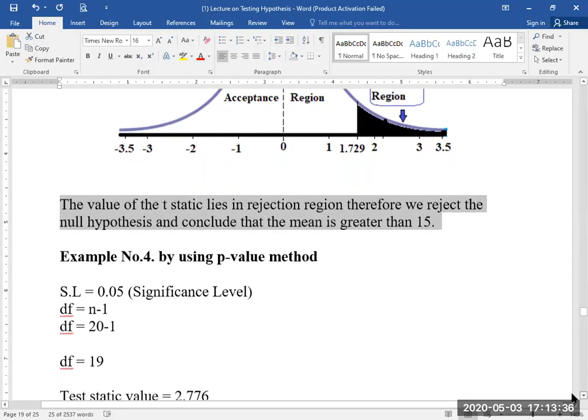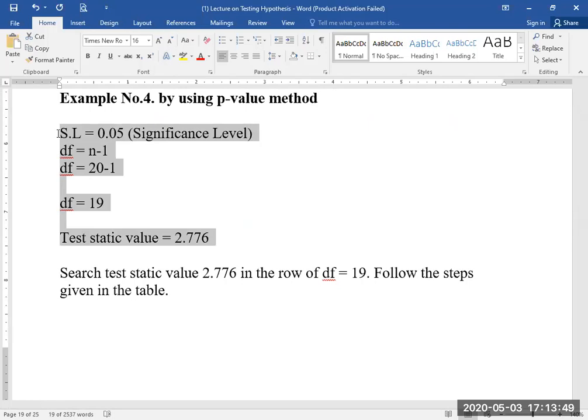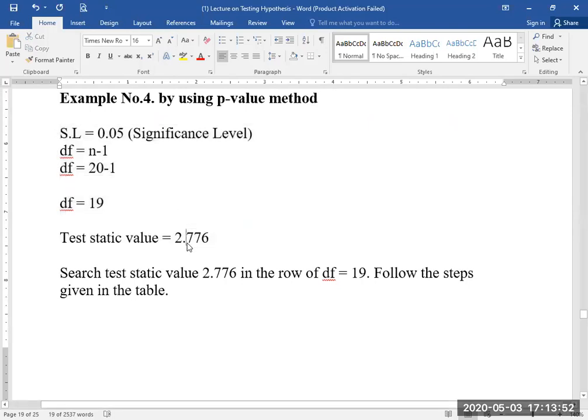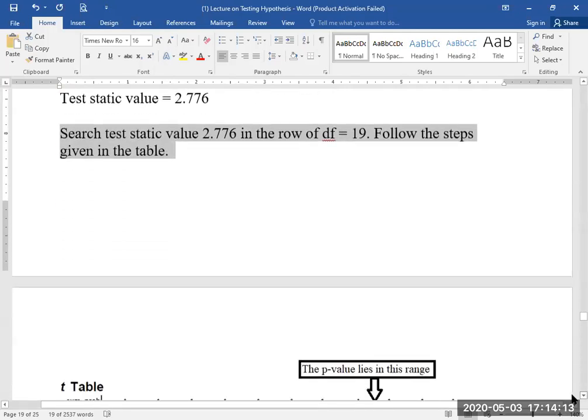Now, students, from the p-value method. Example number 4 from the p-value method. Significance level was 0.05, degree of freedom was 19. The test statistic value is 2.77. Students, we have to search 2.77 and degree of freedom 19 in the distribution table to get the p-value. Search test statistic value 2.77 in the row of degree of freedom 19 and follow the steps given in the T table. Degree of freedom is 19 and we have to find 2.776.